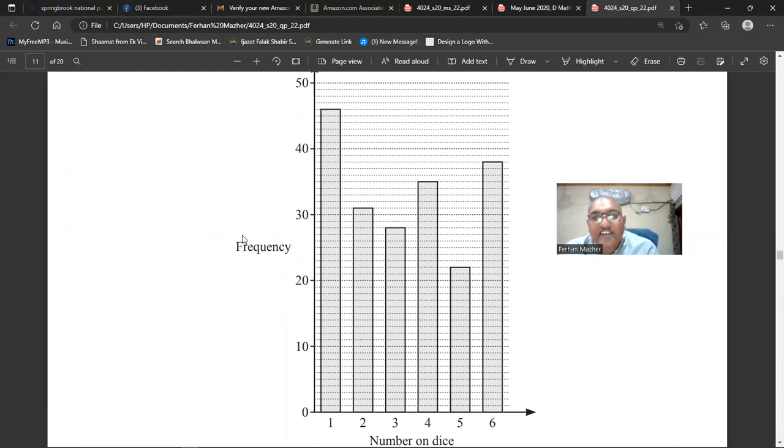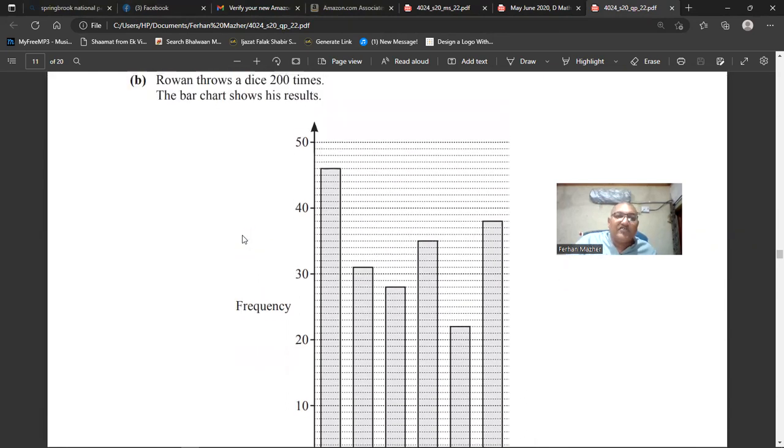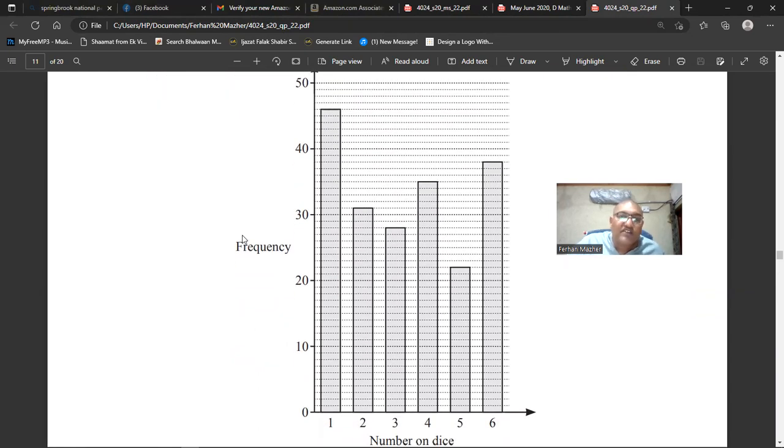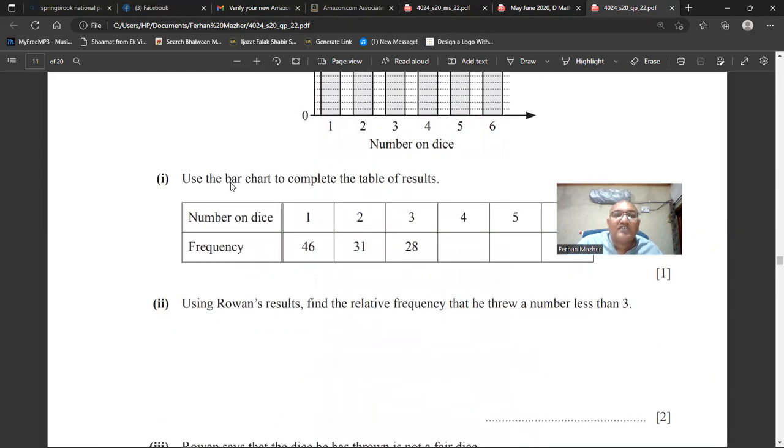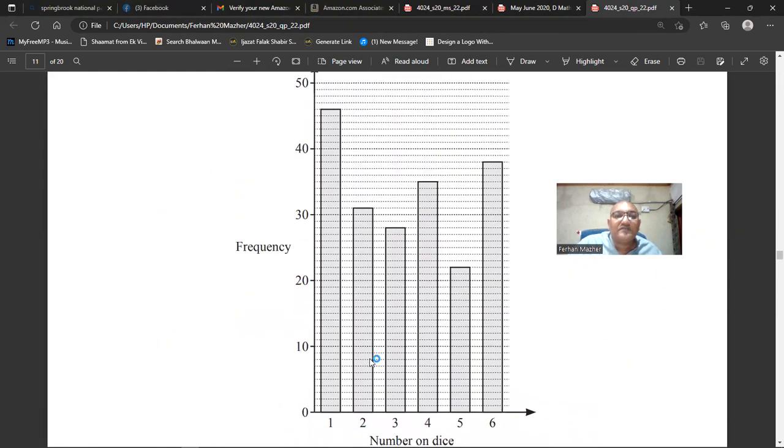So he threw the dice 200 times. He noted down how many times he got 1, how many times he got 2, how many times he got 3, 4, 5, 6. So this is that histogram bar chart which is showing those numbers. So 1 is how many times? I think 46 times. 2 is how many times? 31 times. 3 is how many times? 28 times.